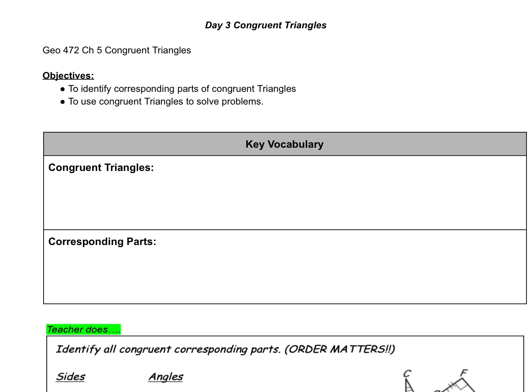Today's notes, all about congruent triangles. That's what we're talking about. What does it mean for triangles to be congruent? First of all, let's remember, what does the word congruent mean? Equal.